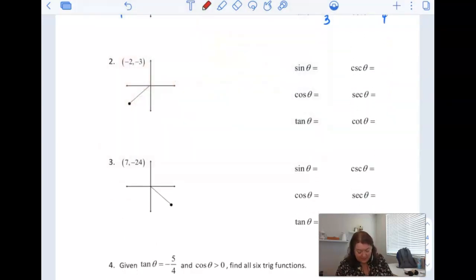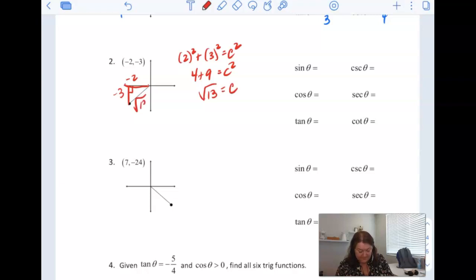So in the next one, we are going -2 this way, and then straight down for -3. Right? Obviously not a radius of 1. Let's go figure out what that other one is. So 2 squared plus 3 squared equals c squared. This is going to be 4 plus 9 equals c squared. So we're talking about the square root of 13. Okay, radius is positive though. That's still the same.